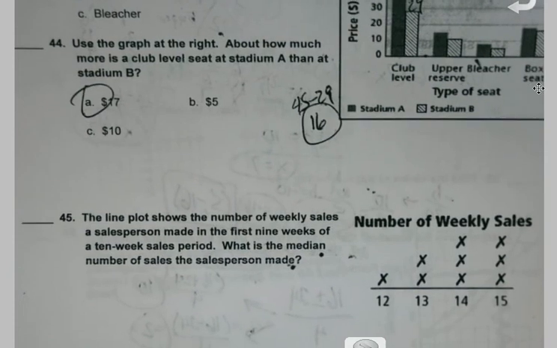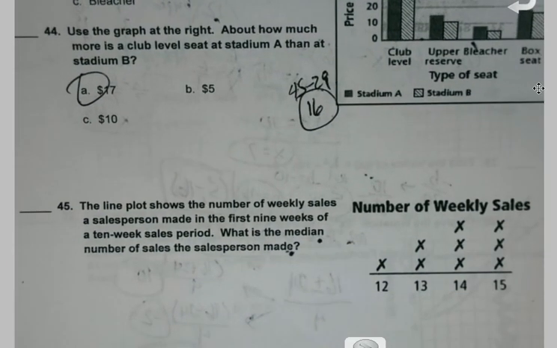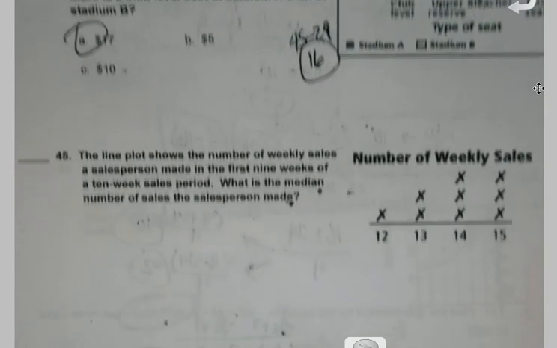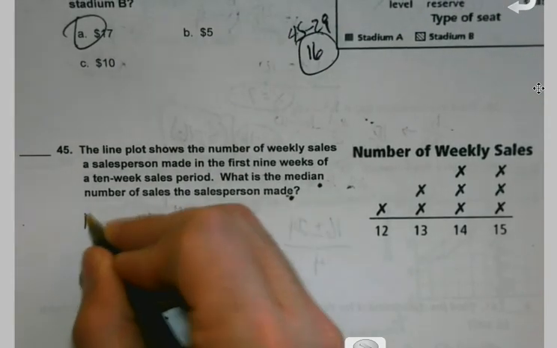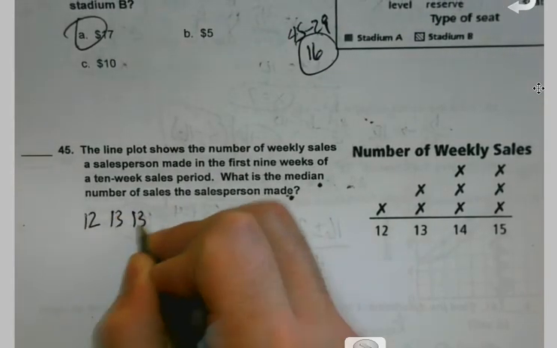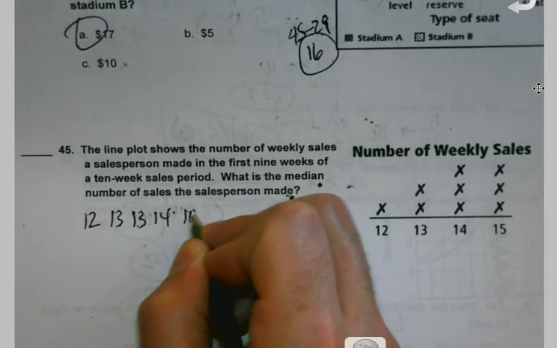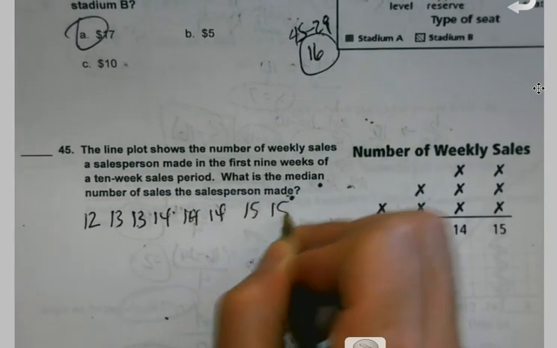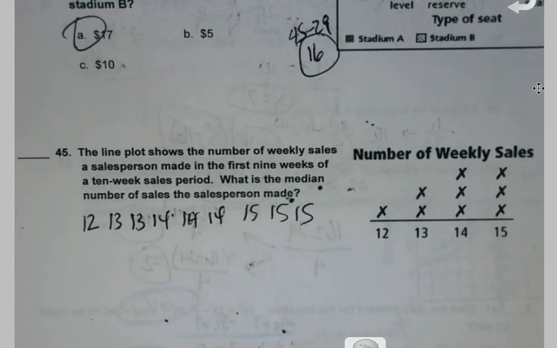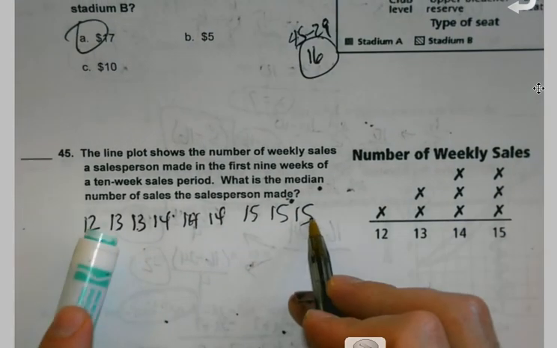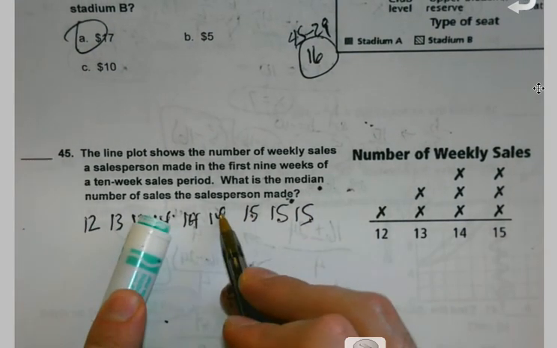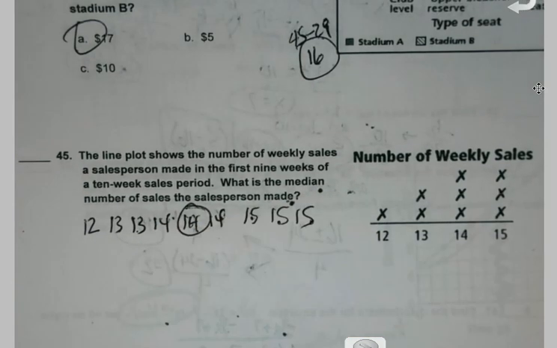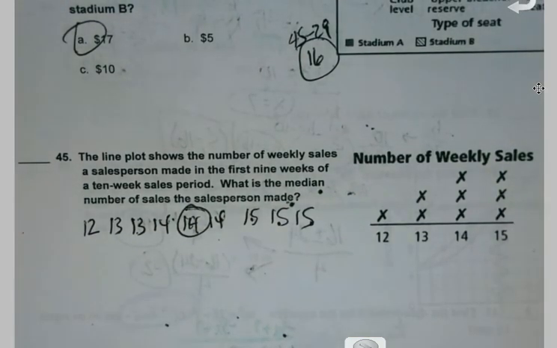The line plot for number 45 shows the number of weekly sales a salesperson made in the first 9 weeks of a 10-week sales period. What's the median number of sales the person made? Now, two options here. I could either write down the numbers and say, okay, 12, 2 13s, 3 14s, and 3 15s. Because again, median's the number in the middle, and then just count and circle it.